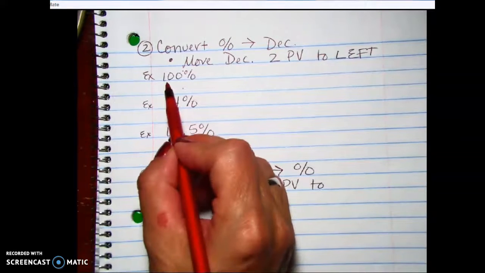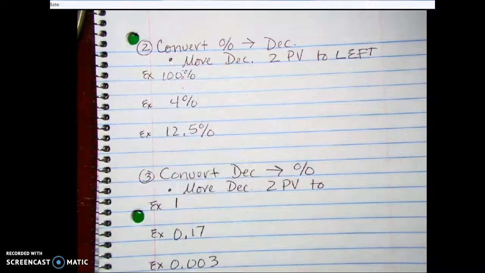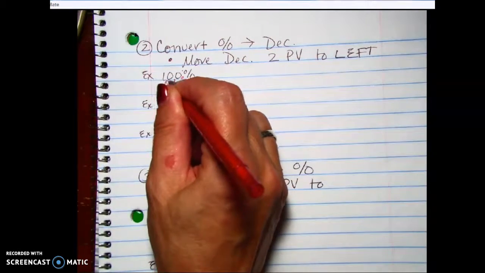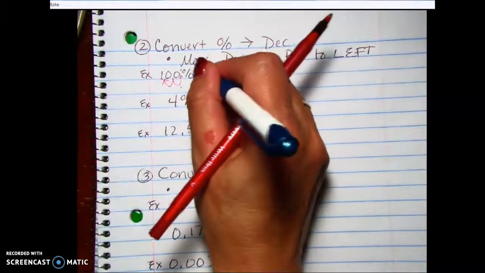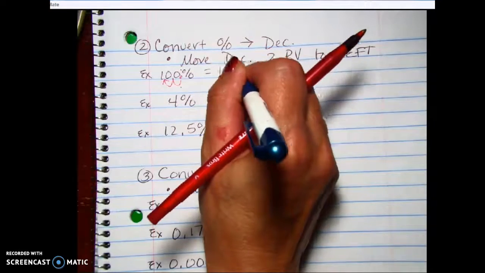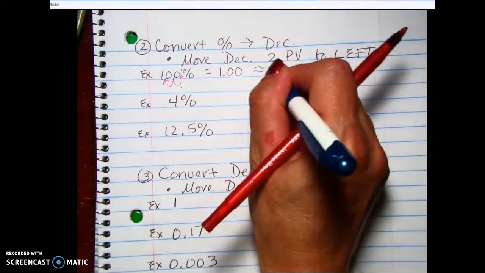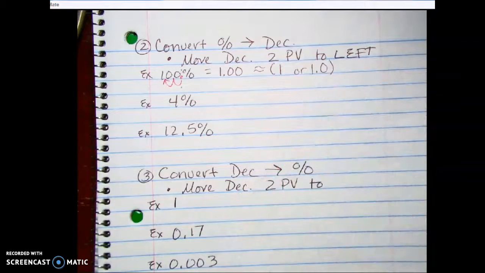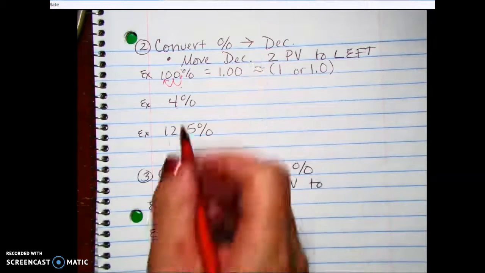So for example, if I have 100%, where's my decimal? Oh, I put it right there, and then I'll move it. 1, 2. Is that left? Yes, it is. So what do I end up with? 1. Hey, that's a decimal. Now remember, this is also equivalent to 1 or 1 and 0/10. Those are the same.